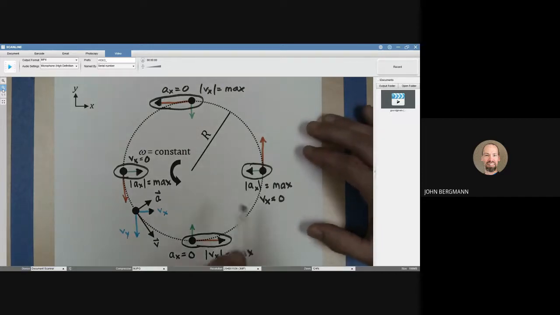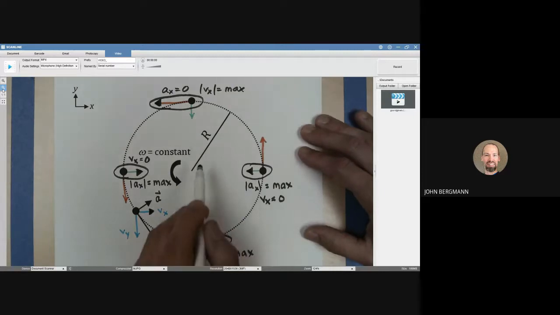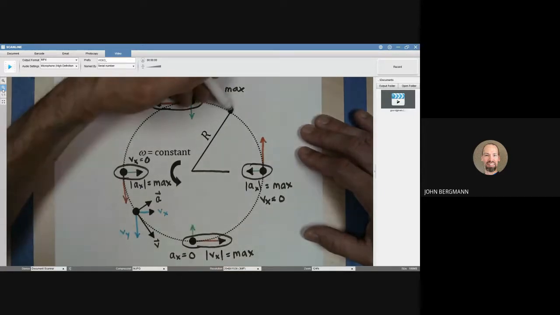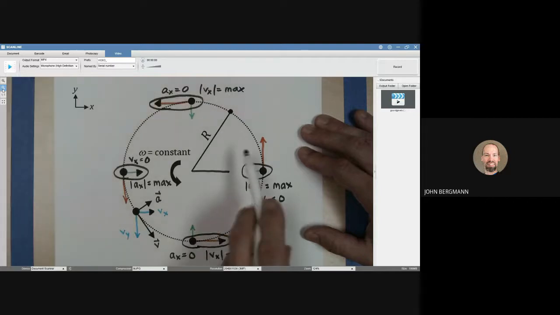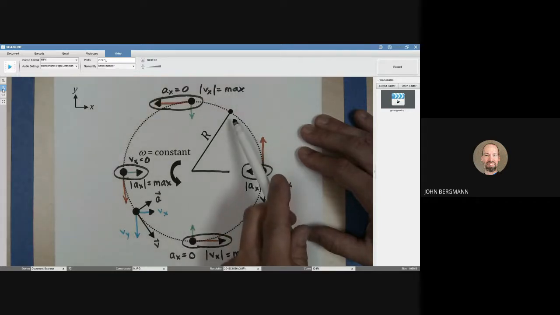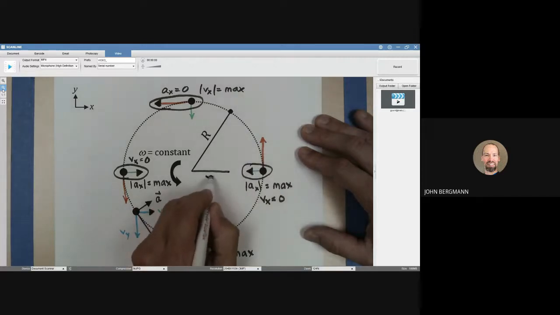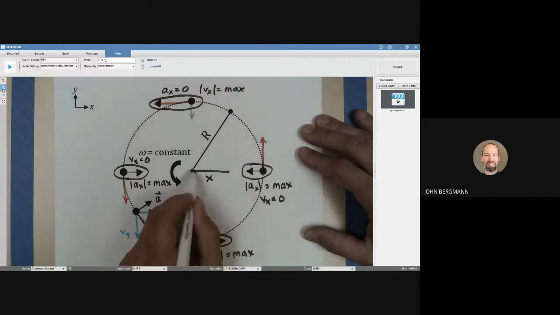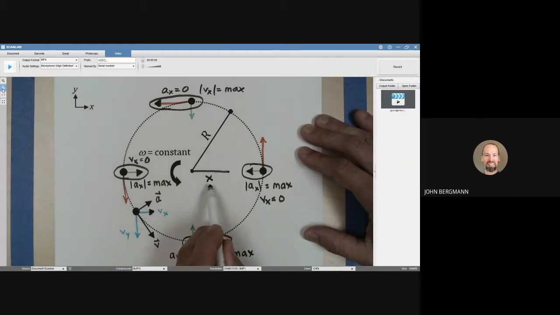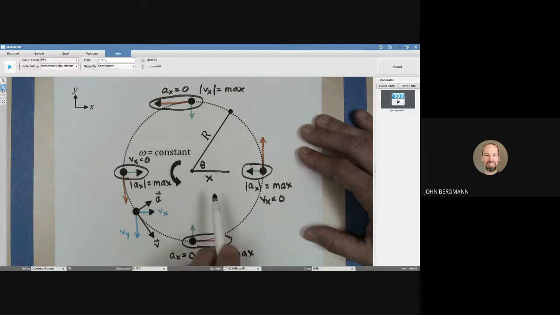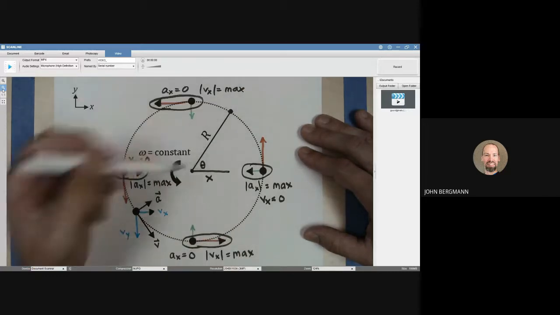Now, the last thing we need here is this point that is in the upper right here. That has a certain x coordinate, doesn't it? And a certain y coordinate. And its x coordinate, if this is the origin here at the center, is equal to that length right there. And if I call that angle theta, then isn't it true that x is equal to r times the cosine of theta?